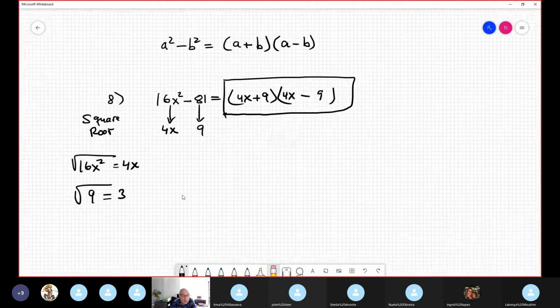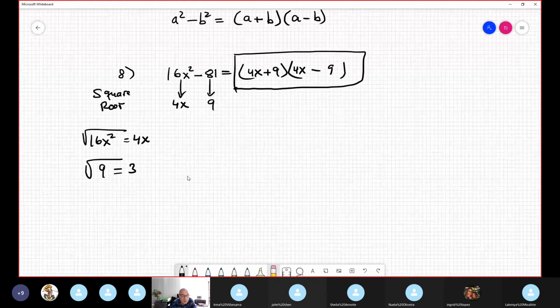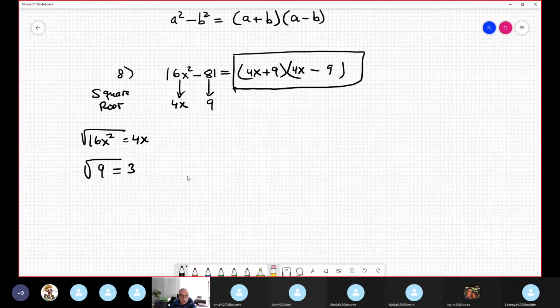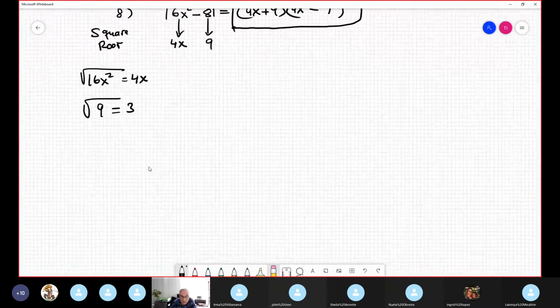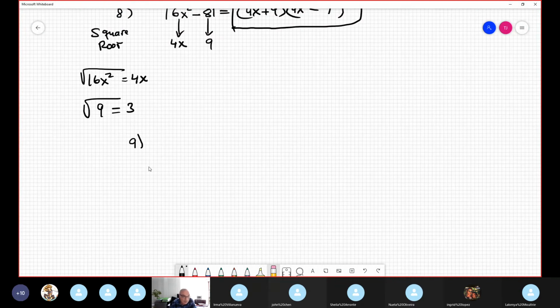One clue that can give me information that this is good is that the numbers involved in the problem, 16 and 81, are perfect square numbers, no? See, the number is not a perfect square, so something is wrong or I need to do extra things. Number 9 is 50 minus 8a squared.